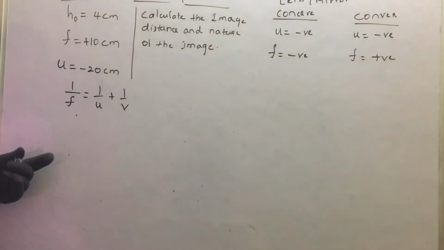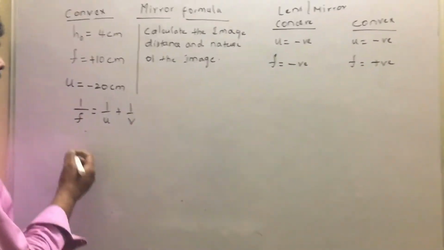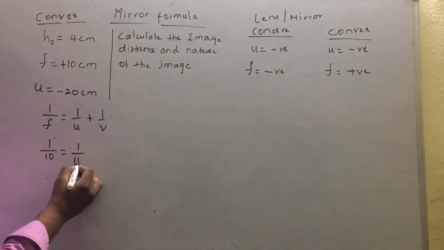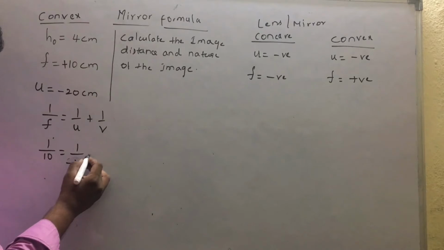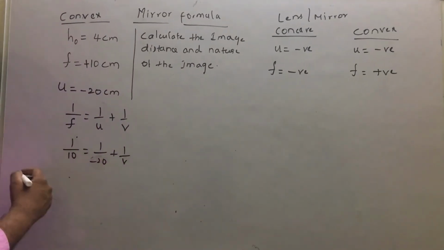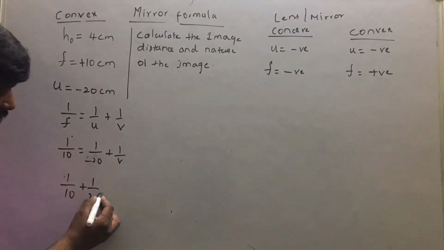Now let us apply the mirror formula. We know that 1 by f equals 1 by u plus 1 by v. 1 by f is 1 by 10 equals 1 by u, this time u is minus 20, plus 1 by v. We are supposed to find the value of v. Let us bring that minus 1 by 20 to this side, then we get plus 1 by 20.